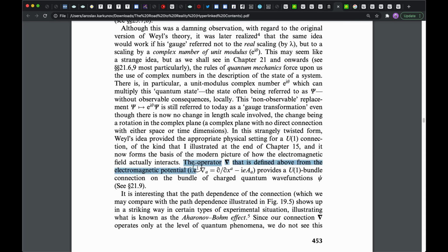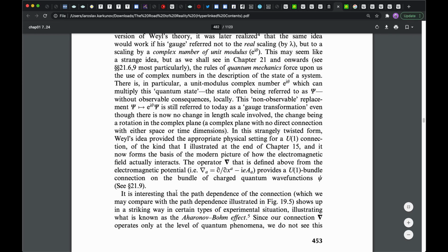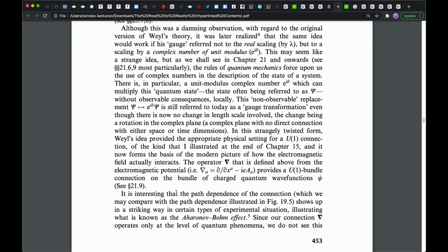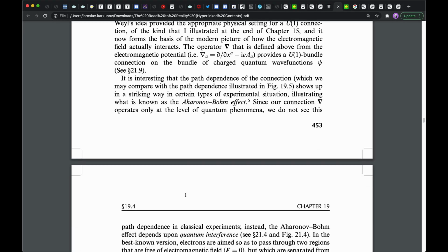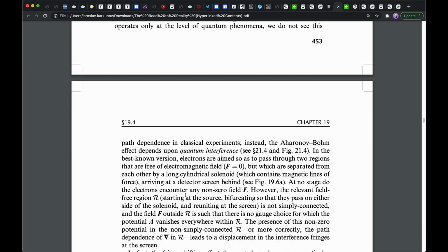Okay, and he summarizes that the operator del that is defined above from the electromagnetic potential provides us with a U1 bundle connection on the bundle of charged quantum wave functions. Afterwards he goes on to discuss the Aharonov-Bohm effect, which we have already seen in the article by Jacob. He says that since our connection operates only at the level of quantum phenomena, we do not see this path dependence in classical experiments.